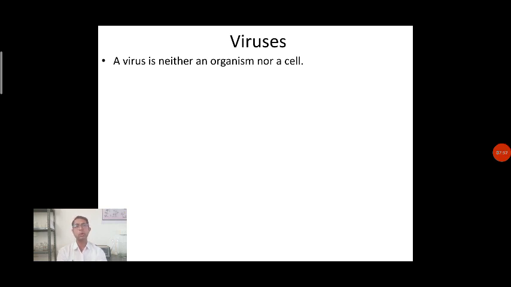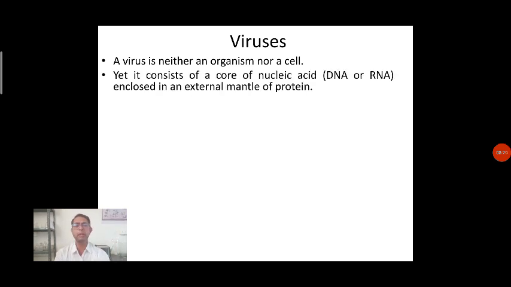Now why are they not an organism or a cell? Because viruses don't have the particular machinery required for a working cell, or a living cell. For example, a virus cannot respire, cannot reproduce, cannot exchange any gas, and cannot do any other activity like a cell. That's why they are neither known as an organism nor as a cell. So generally we call them a particle.